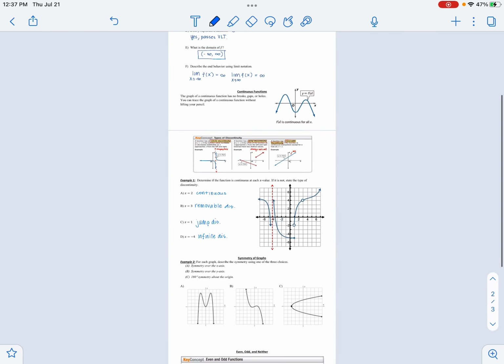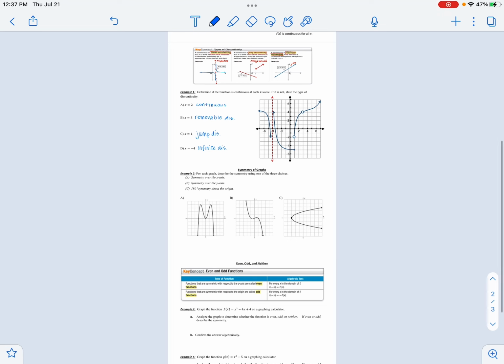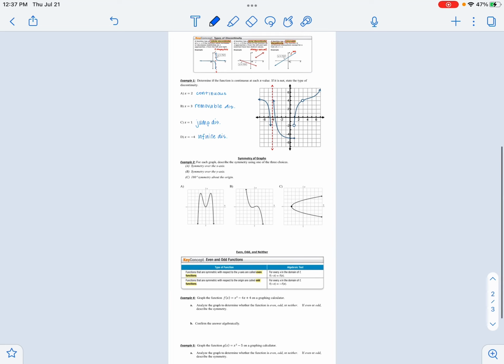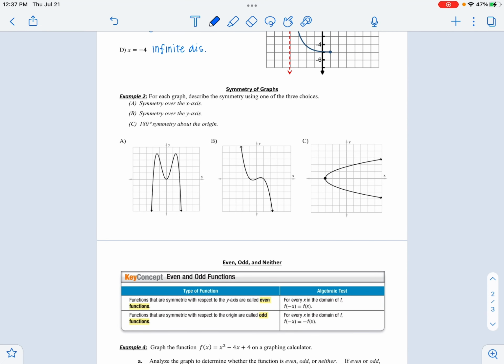Okay, so we talked about continuity, which is super simple, right? Just remembering those words, jump, removable and infinite, and you should be good. All right, so the last thing we're going to talk about is symmetry of graphs. So when we're looking for symmetry of graphs, we're looking for three types of symmetry.